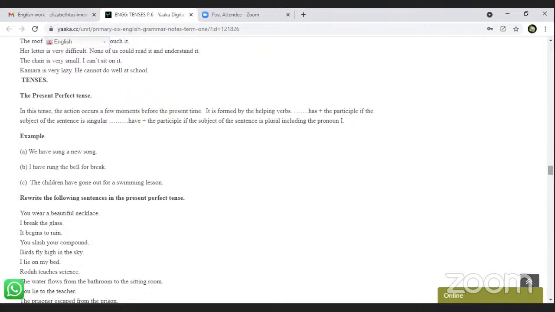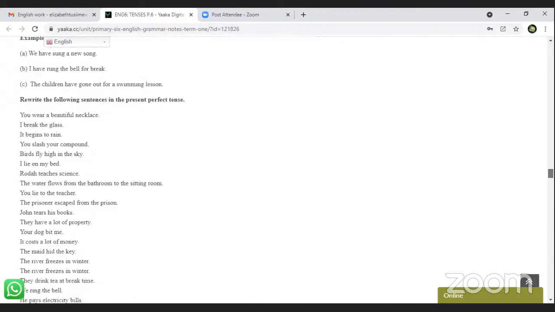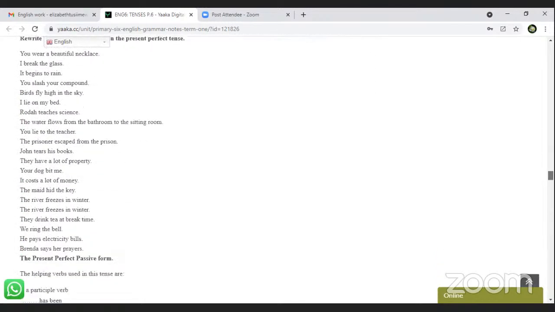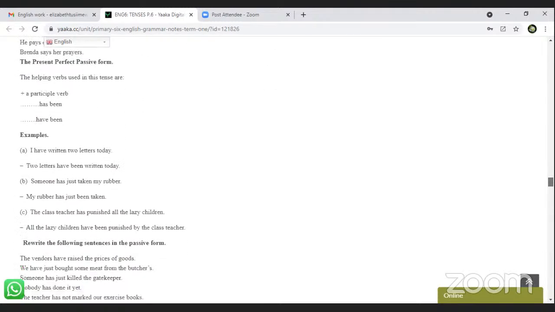So let's scroll. Those are just exercises that you will need to take care of. Still scroll exercises. Then there is the passive form. Here you introduce the word been. The word been is a form of the helping verb to be.